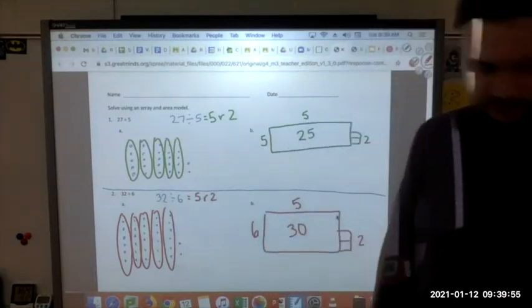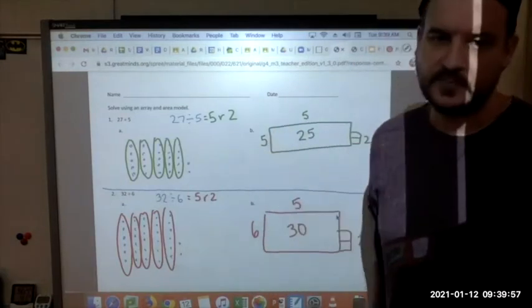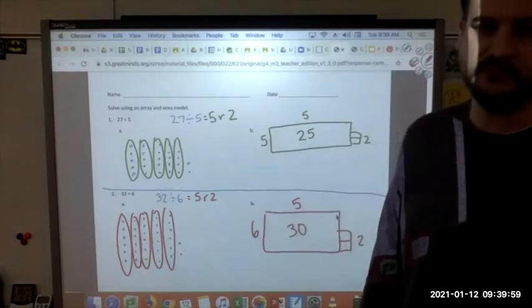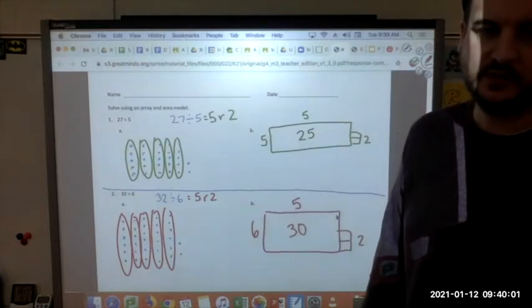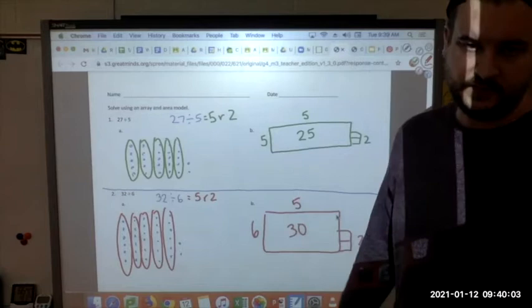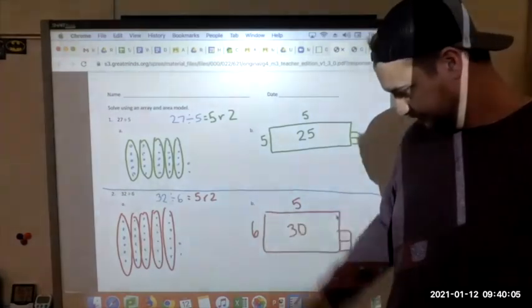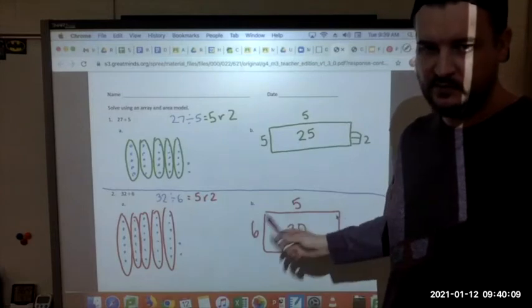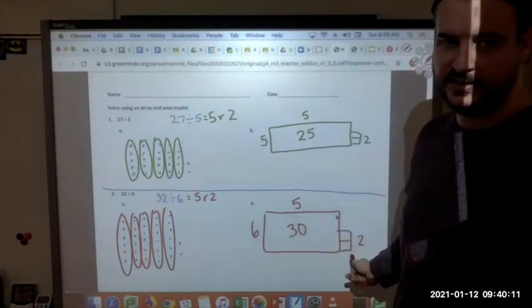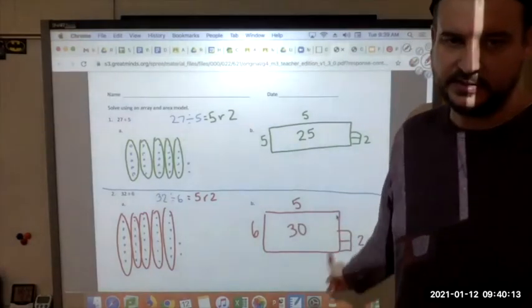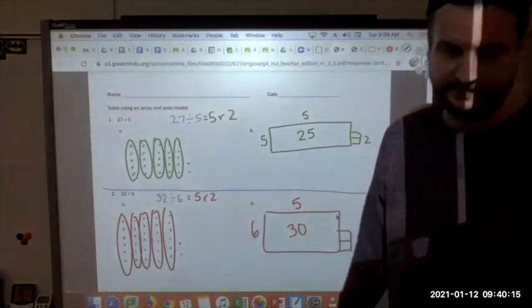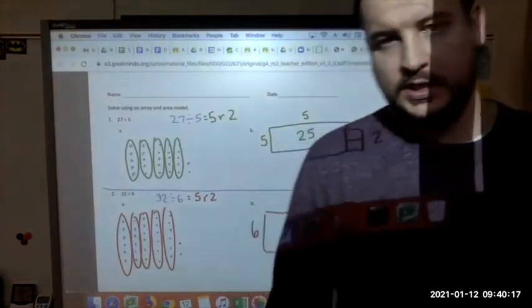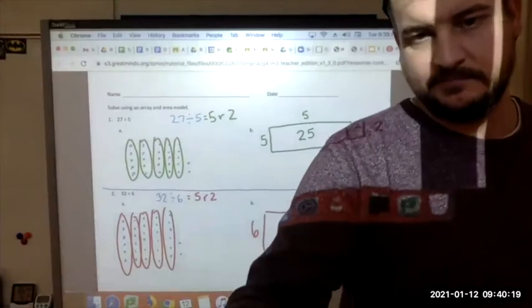It's something new, but hopefully you're able to see what's going on. We're going to be using more division. This is just like working backwards with an area model. When we multiply 6 times 5, we get 30. To get 32, we had to add 2 more units because they don't divide evenly. All right, moving on to the application problem.